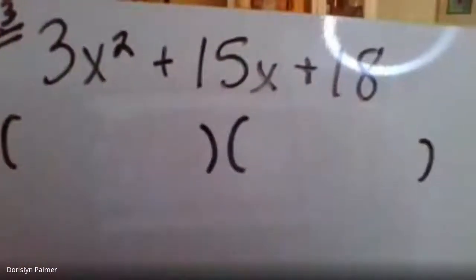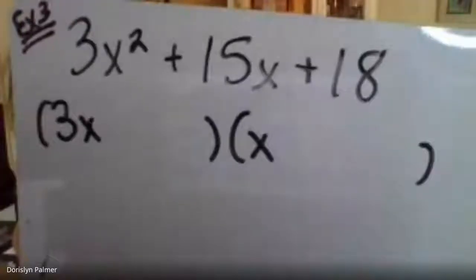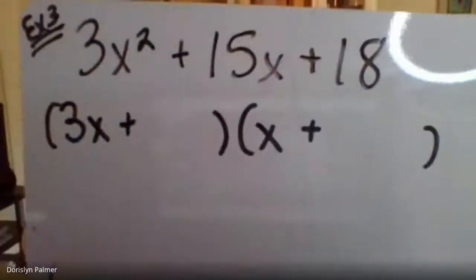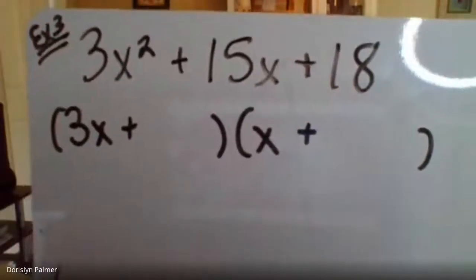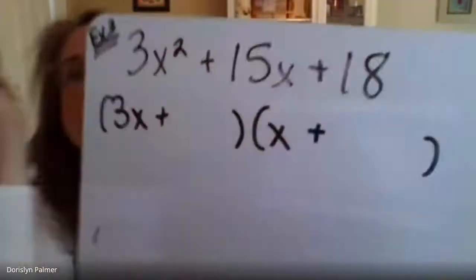Okay, it's okay. That first term's a 3, and there's only one way to get 3 as my first term. So I can put in a 3x and an x. My signs are both positive, so I can put in a plus and a plus. So I can get all of this part of my puzzle done. All right, now I have to think of two factors of 18. And when I put them in here, I get 15 in the middle.